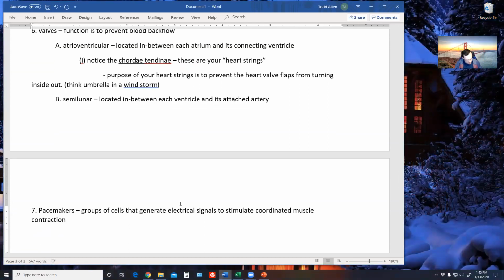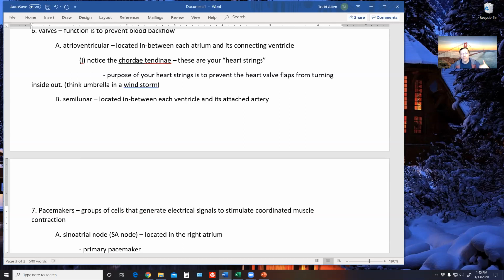Please just give me like 2 minutes and I can get this finished. The major pacemaker of the heart is the sinoatrial node, the so-called SA node. This is a group of cells in the right atrium. This is the primary pacemaker of the heart. It is responsible for generating electrical signals which then propagate throughout all the anatomy of your heart in a coordinated rhythmic way to allow the muscle fibers to contract in a coordinated rhythmic way.